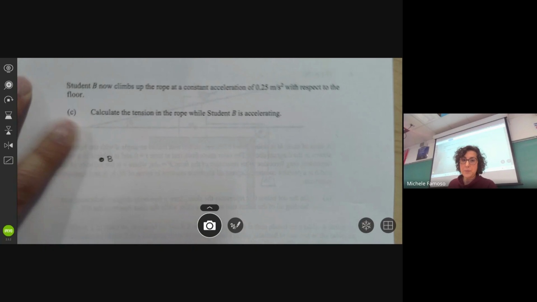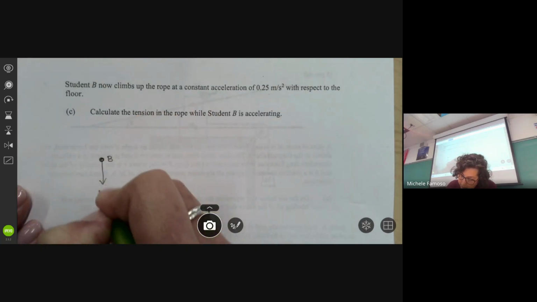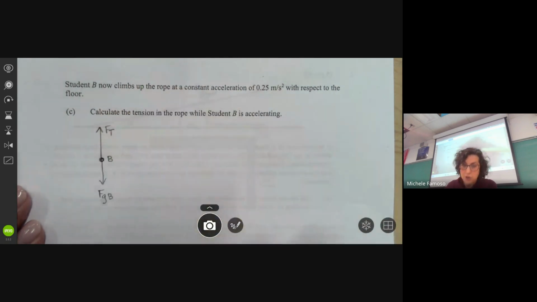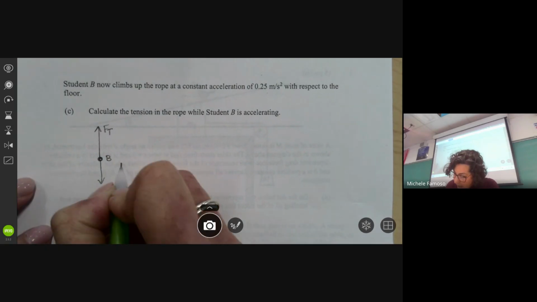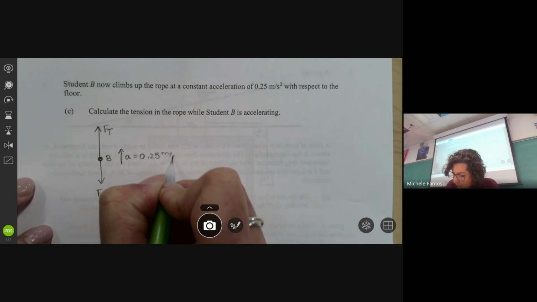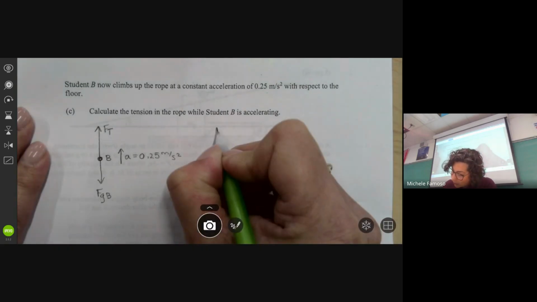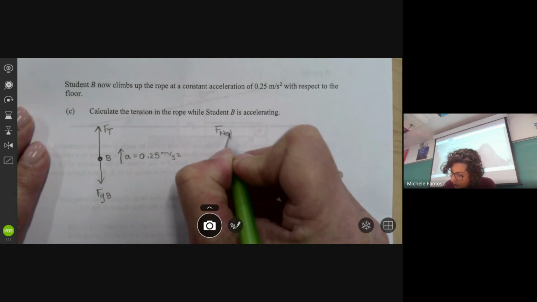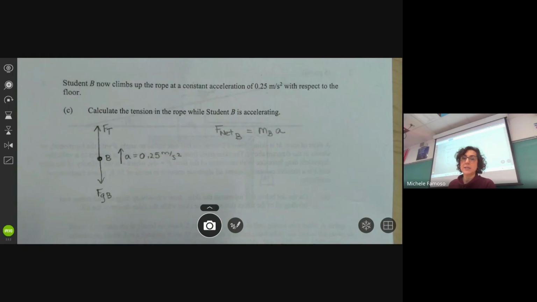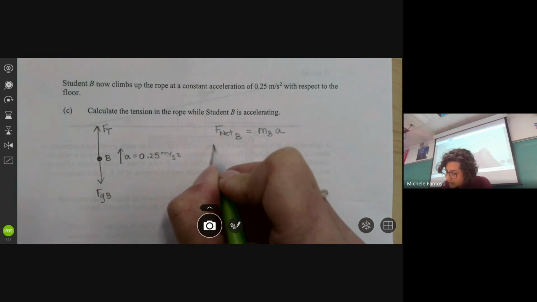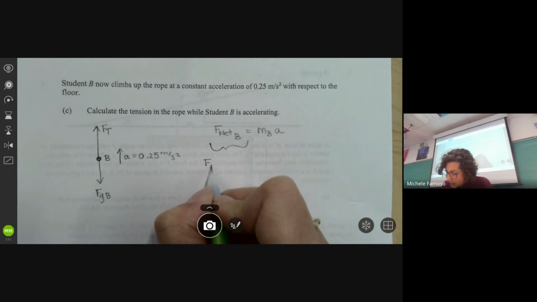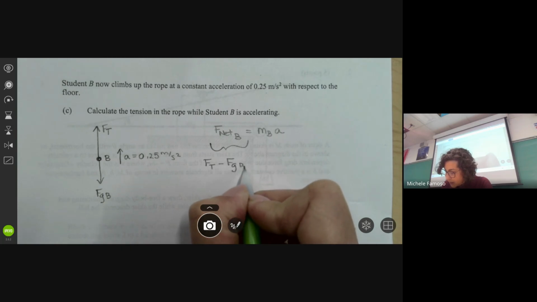So here is student B. We know their weight is still pulling them down, but now they have a greater tension force than their weight because their acceleration is upward at 0.25 meter per second squared. Newton's second law says that the net force acting on this student must be their mass times the acceleration that they have. This net force is found by doing the tension minus their weight.